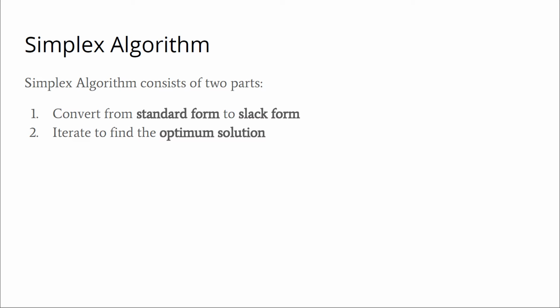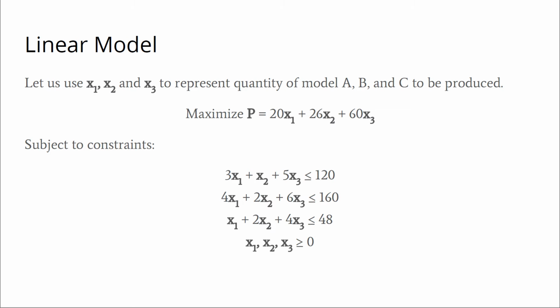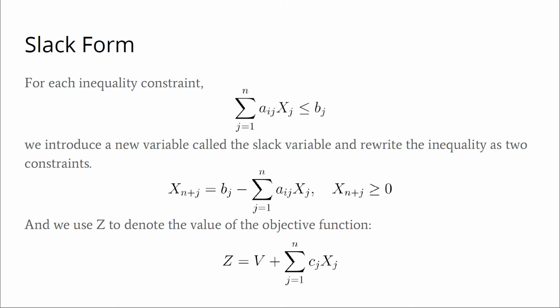Now let's have a look at an example. Here we have a linear program in standard form. The first thing we need to do is to convert it into slack form. Let's have a look at what the slack form is and do the first step of the algorithm. Slack form is a form in which non-negativity constraints are the only inequality constraints, and all remaining constraints are equalities. For each inequality constraint, we introduce a new variable called a slack variable and rewrite one inequality constraint into two constraints. We use the variable z to denote the value of the objective function. We call the resulting format slack form.